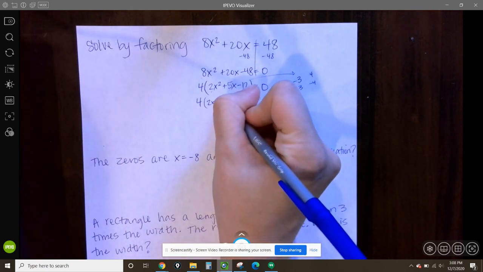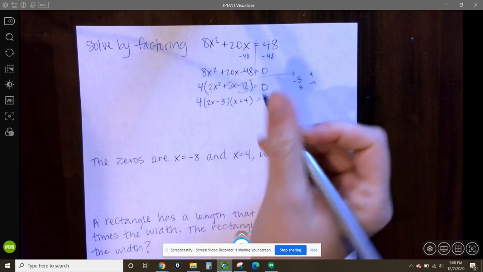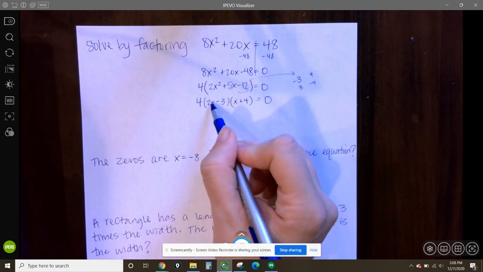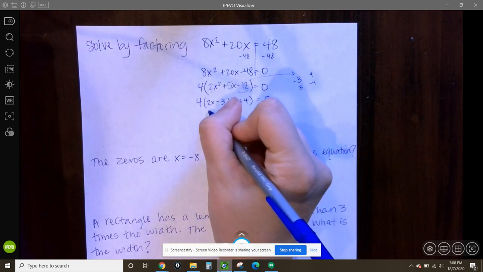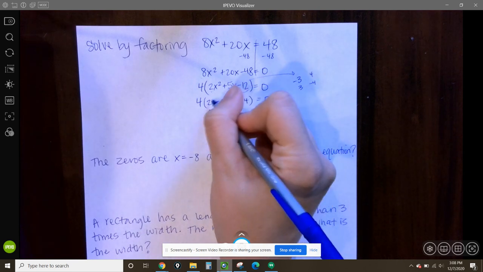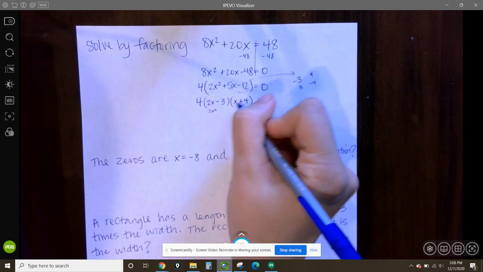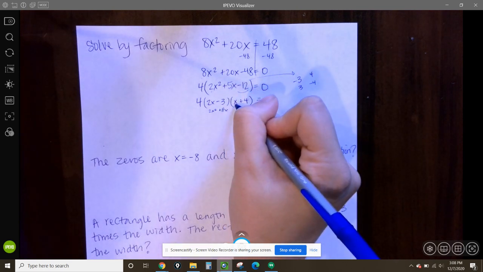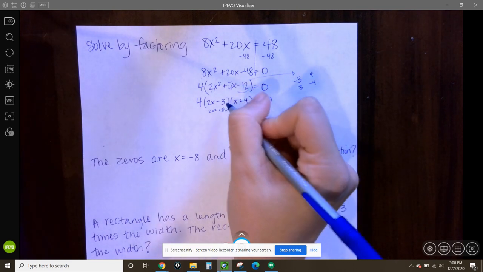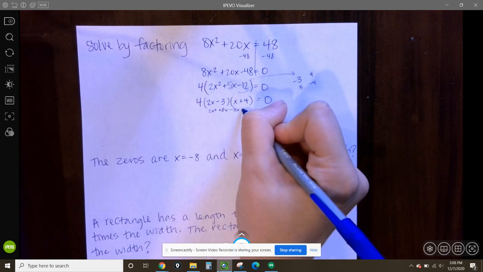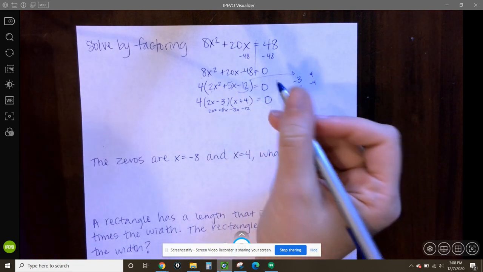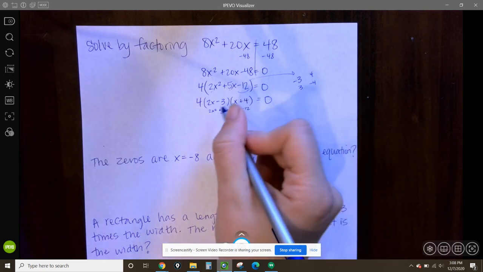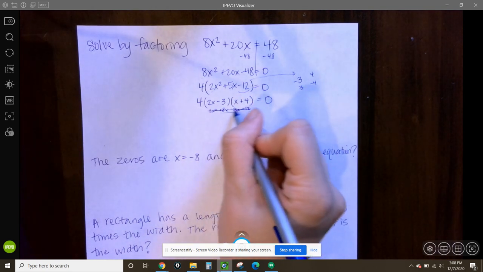So like if I put minus 3 here and plus 4 here, then when I multiply, I'm just going to write this right here. So 2x squared, and then 2x times 4 is 8x. Negative 3 times x is negative 3x. And negative 3 times 4 is negative 12. So that gives me that positive 5x in the middle there that I need. So that's the right combination right there. Again, if you need help with factoring, let me know.